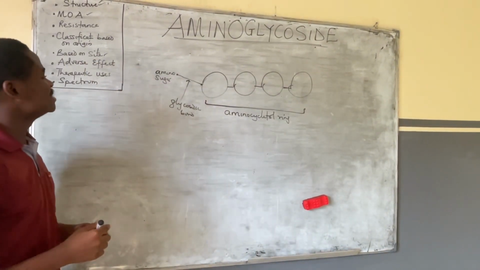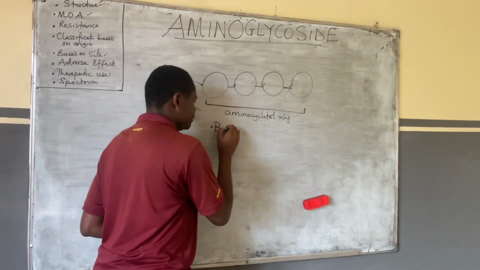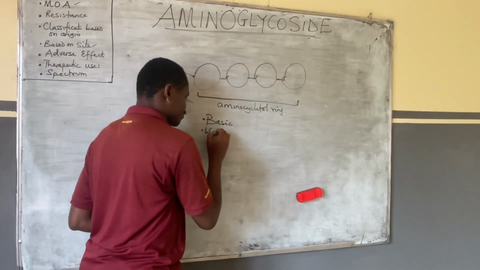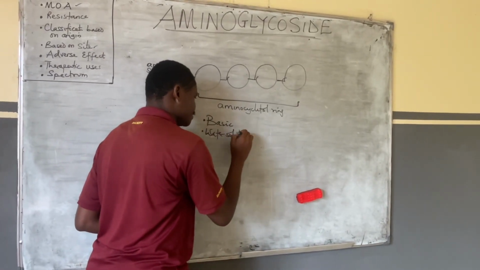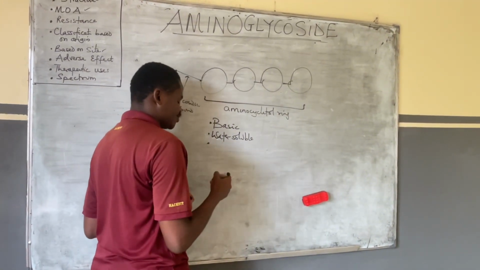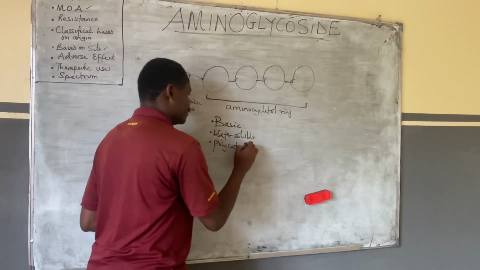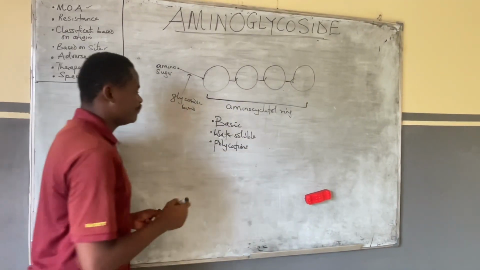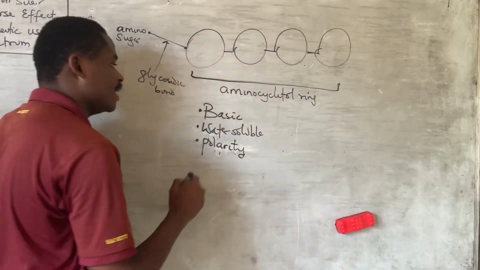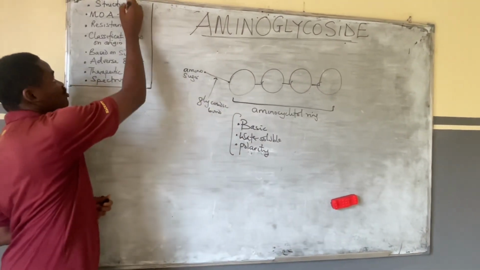Now, the important chemistry about it is that this particular structure is a basic compound. It is water soluble, and it has poles, that means it has different electrodes, so we call it a polycation. Or to say polarity, it has polarity. I think that's the right word to use. Okay, so these are basic introductions for the structure.